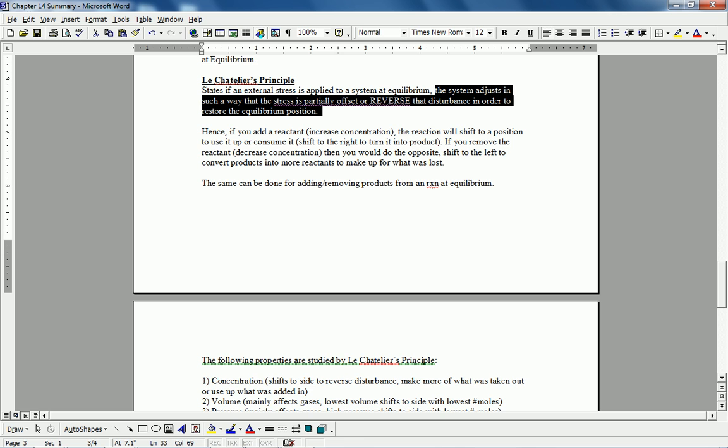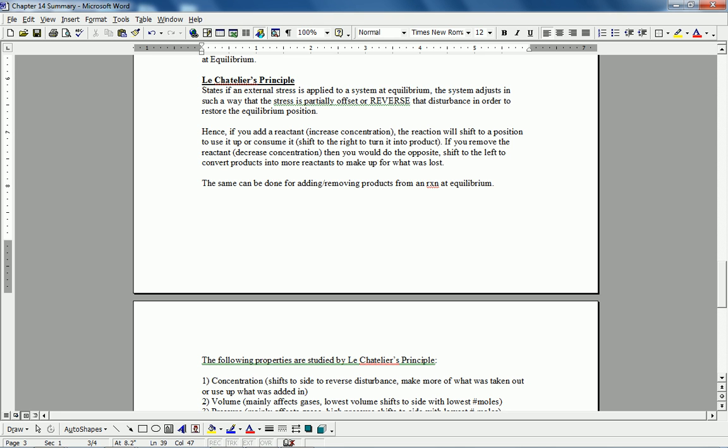And it's almost like for every action there is an equal and opposite reaction. That's kind of a similar principle in that, yes, if you disturb the system in one way, the system will reverse what you've done so that it can offset that disturbance and go back to what it was before it all happened. So basically it's trying to restore its equilibrium position.